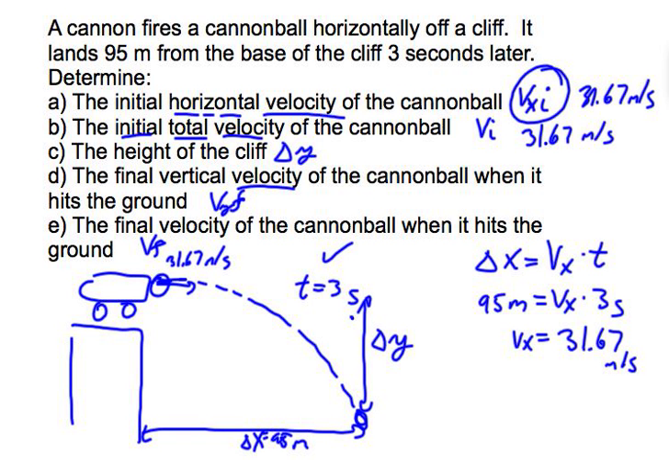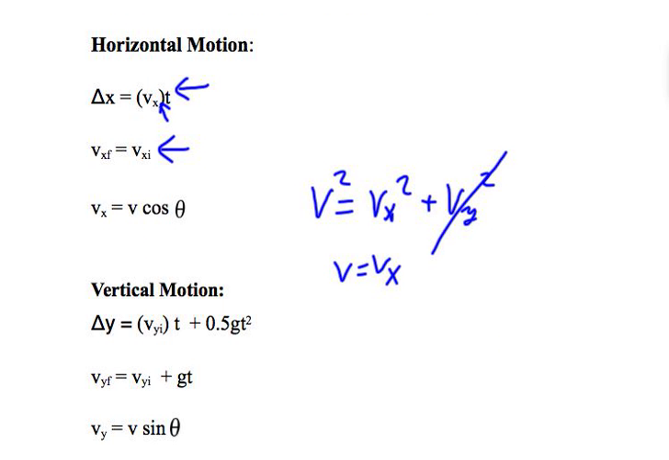And because this ball was fired horizontally, I can make the assumption that vyi is 0 meters per second. So in the vertical direction, there's no initial velocity. So if I go to my equations, in the vertical direction, this equation has delta y in it. I know vyi, I know g, and I know t. I can now solve for delta y.